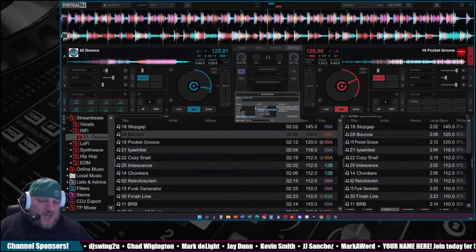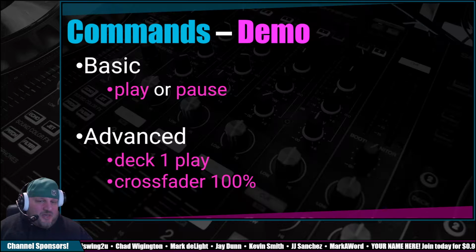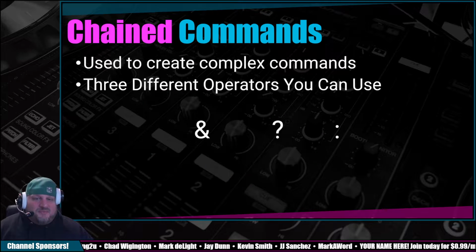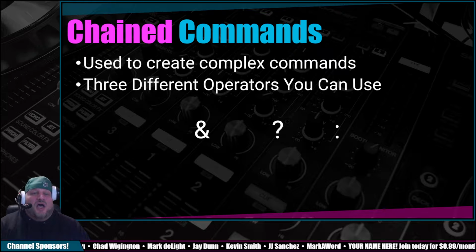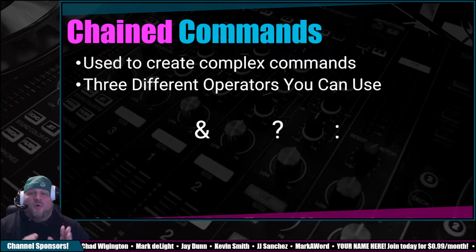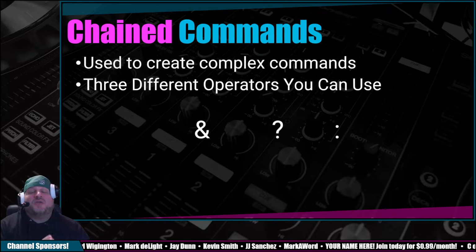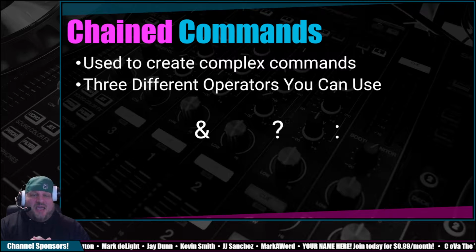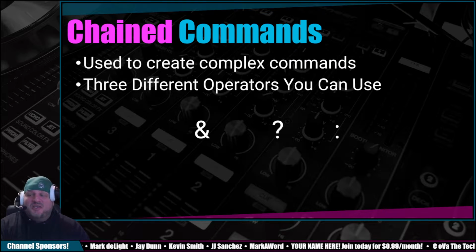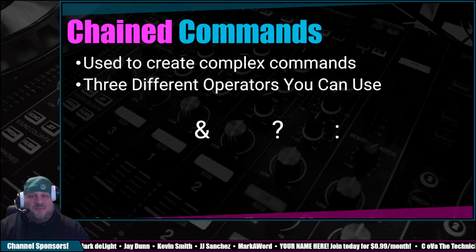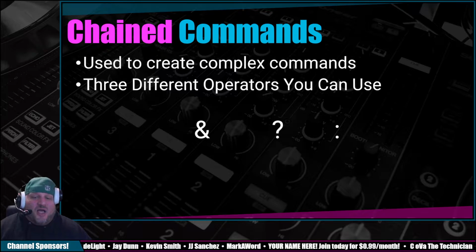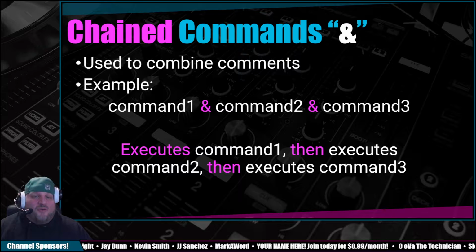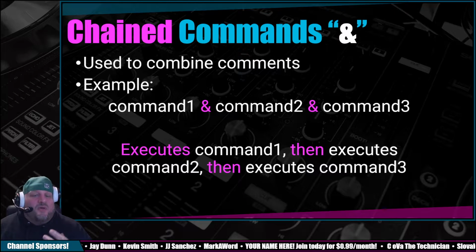All right, back to the lesson at hand. Here we go. So we did that. Chained commands. This is used to create more complex commands, and there are 3 different types of operators you can use. You use the and, which is the ampersand. You can do a question mark or the semicolon. And we'll show you different options for how you go about really connecting stuff and what that all means.